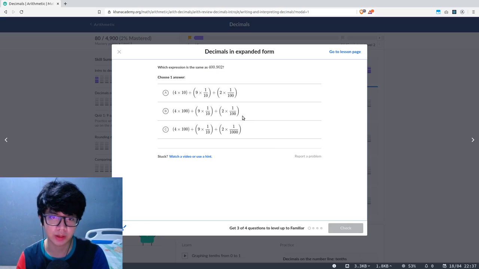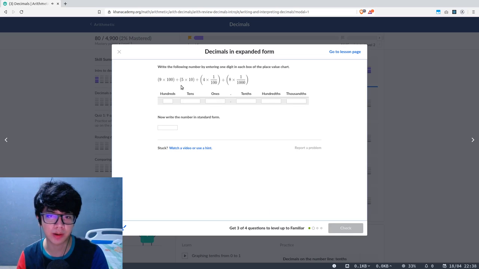Which expression is the same as 400 and 900,000s? Okay, anyway, seems to be one answer, so this one, and it should be this one. Yep.